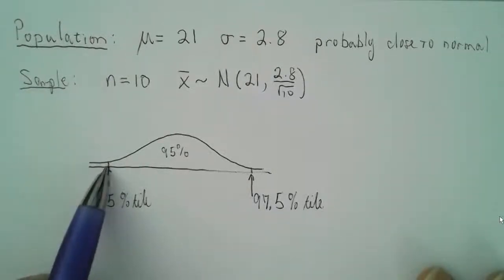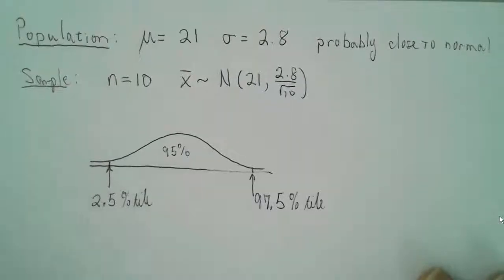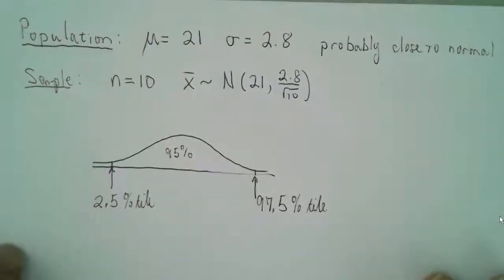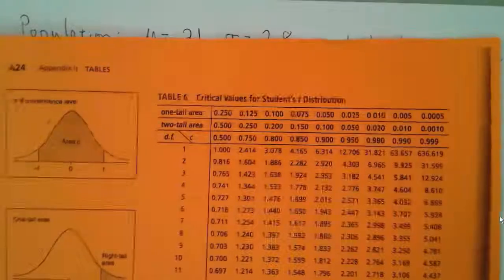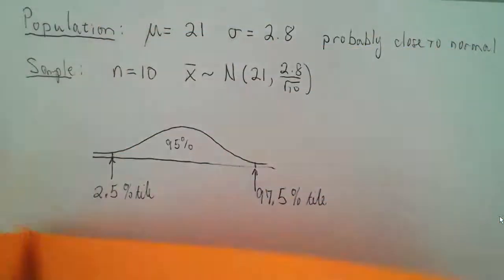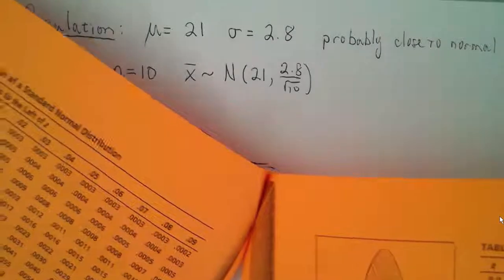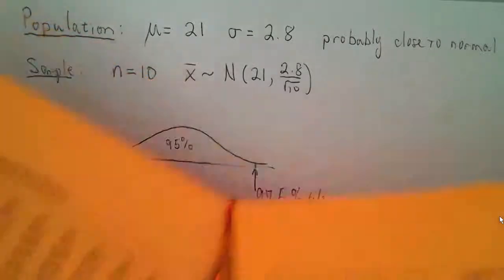The area from here all the way back is 0.025 or 2.5%. Now we can get that if we want to from our standard normal distribution. We have a handout for that. We have the T distribution on the front, and the next two pages give us our standard normal distribution.